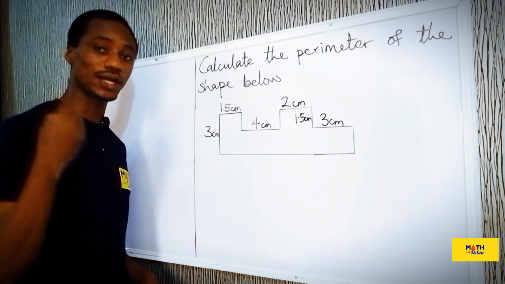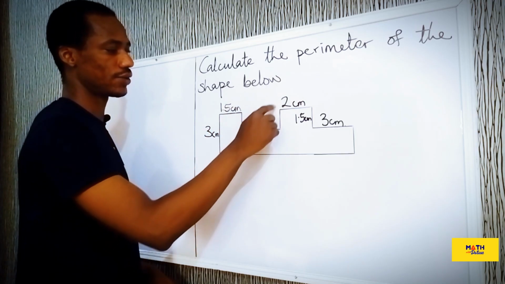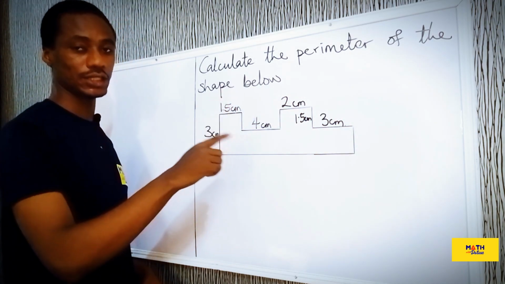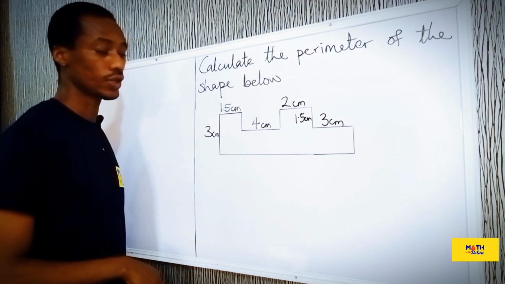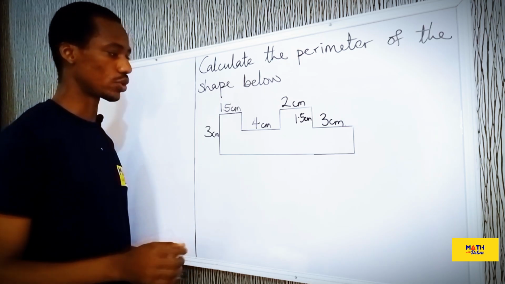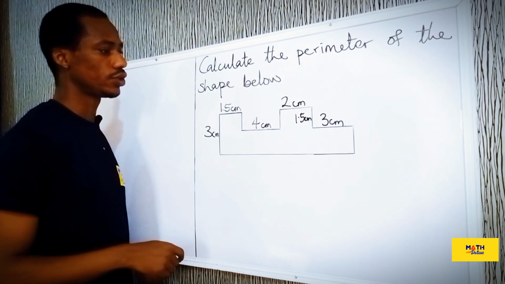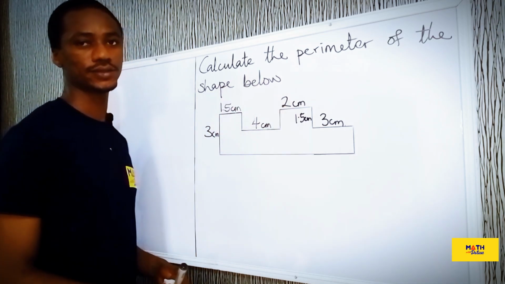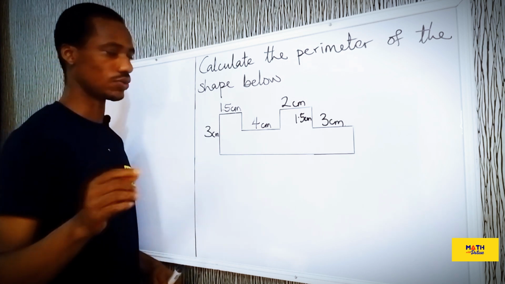So remember that when we are calculating the perimeter of a shape, we have to find the distance around the shape. And here, because you have so many lines, you have to make sure that you don't leave anyone out. There are different ways to solve this kind of question, but first, let's look at this method. We want to look for the length of all the sides. Ensure you find the length of all the sides. That's the method I want to use.